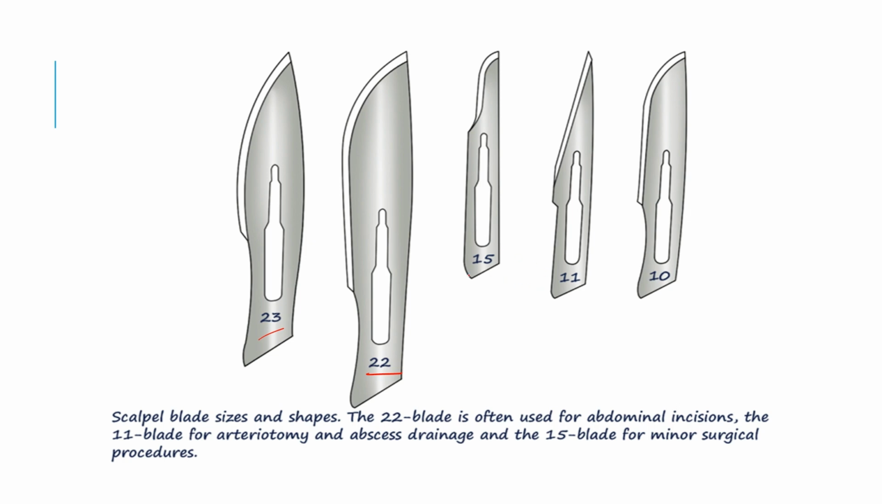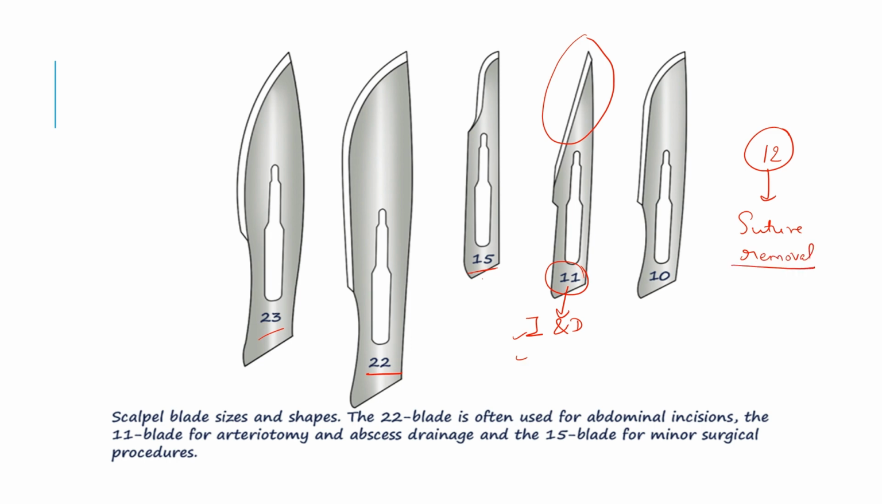Now this is a smaller one, where 15 is used for minor surgeries, and 11, the end is very sharp. This is commonly used for I&D, like incision and drainage of an abscess, and also to stab any abscess cavity. For incision and drainage you use this 11 size. Now what is not given here and is commonly asked in MCQs is your 12 size blade. This blade is commonly used for suture removal.